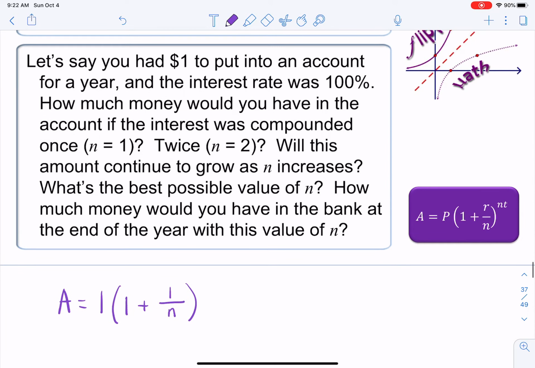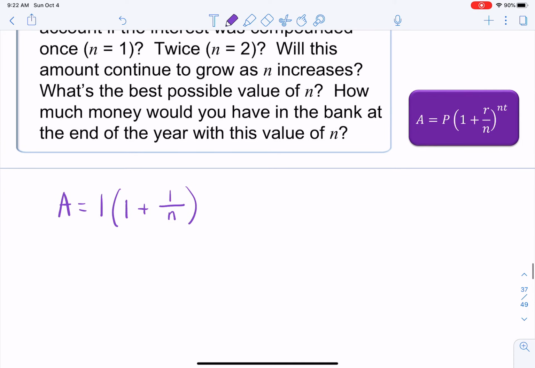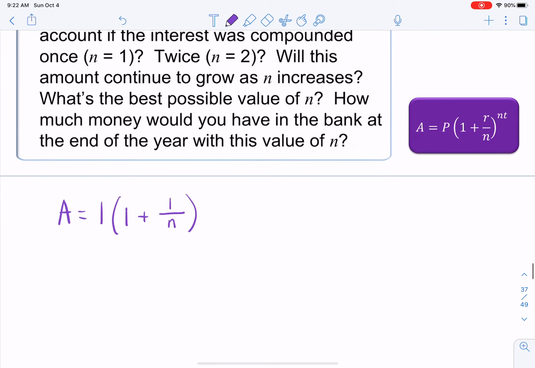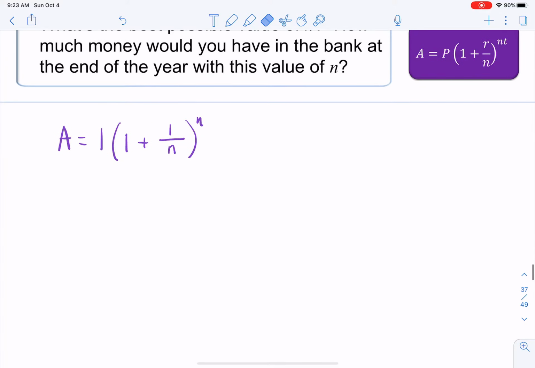We're only going to put this into the account for a year. Yeah, for a year. If you have 100% interest, why are you only putting it in there for a year? That's my question. All right, so this is going to be to the nth power. Of course, we don't need that extra 1 that's on the outside there. That's just redundant.